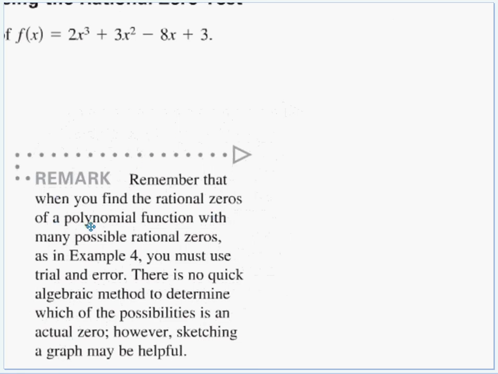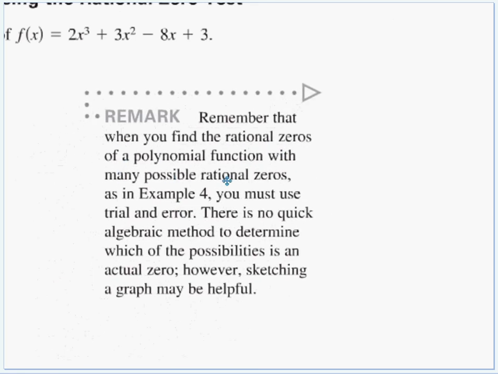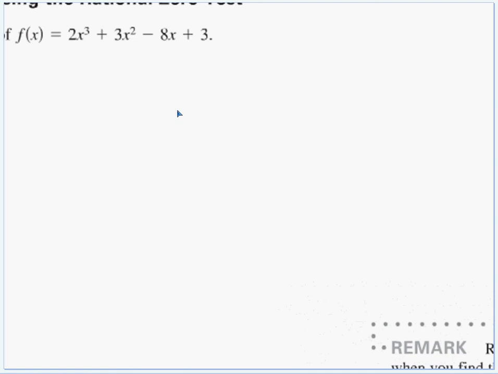Remember, when you find the rational zeros of a polynomial function with many possible rational zeros, as we saw in example 4, you must use trial and error. There's no quick algebraic method to determine which of the possibilities is an actual zero. However, sketching a graph might be helpful.